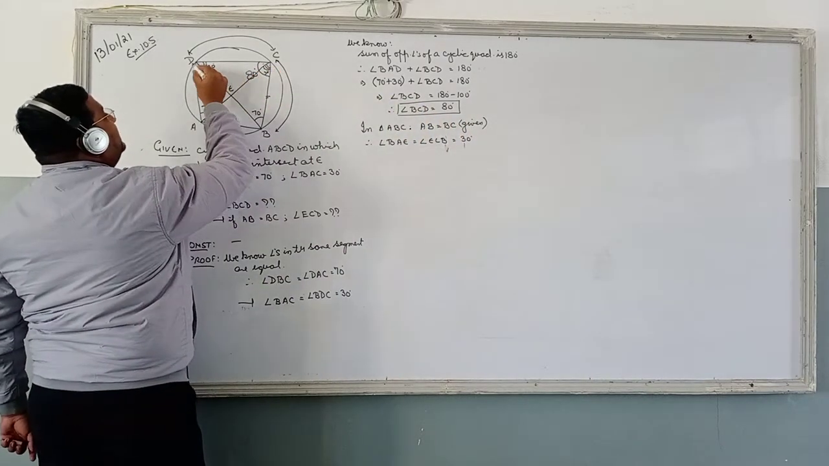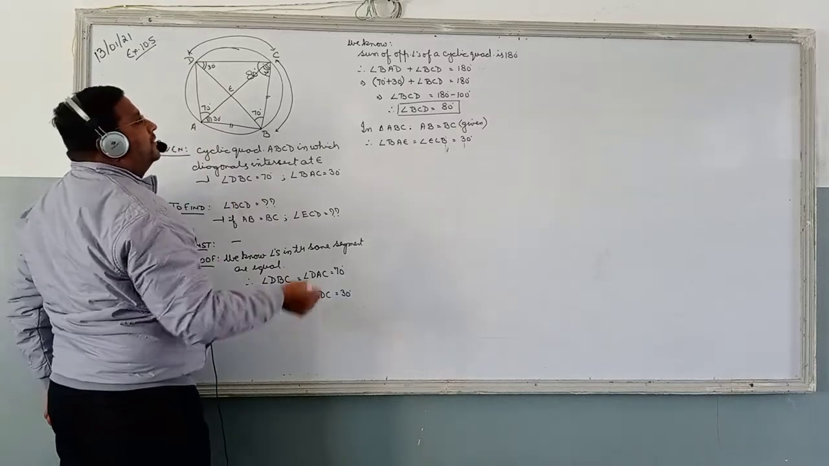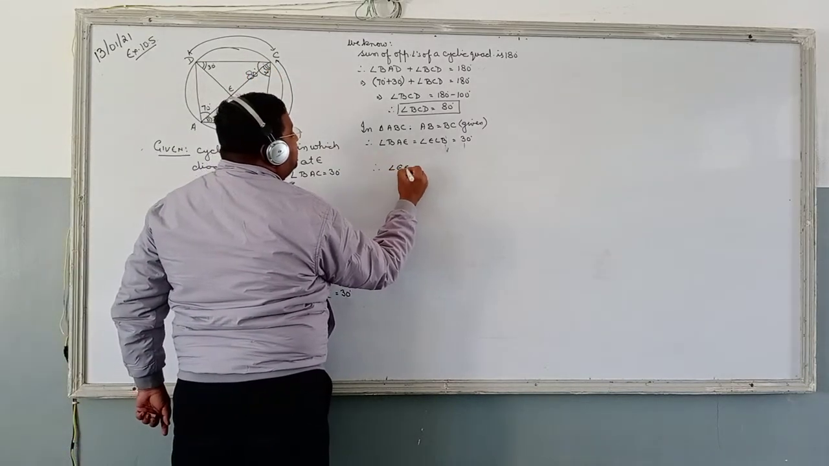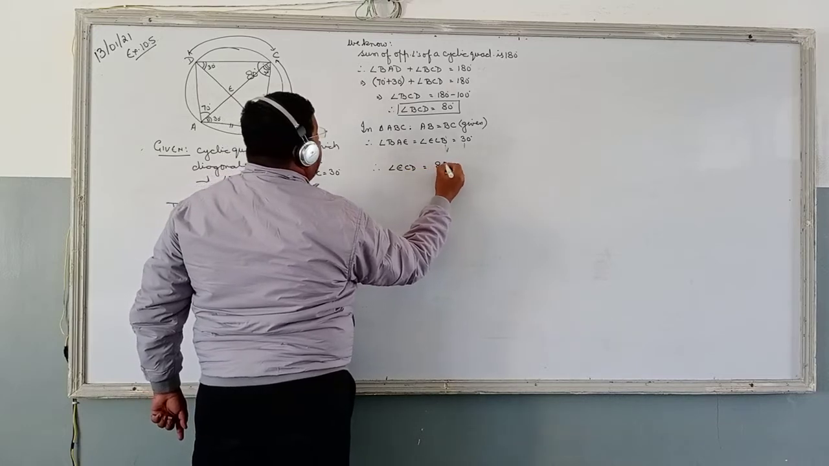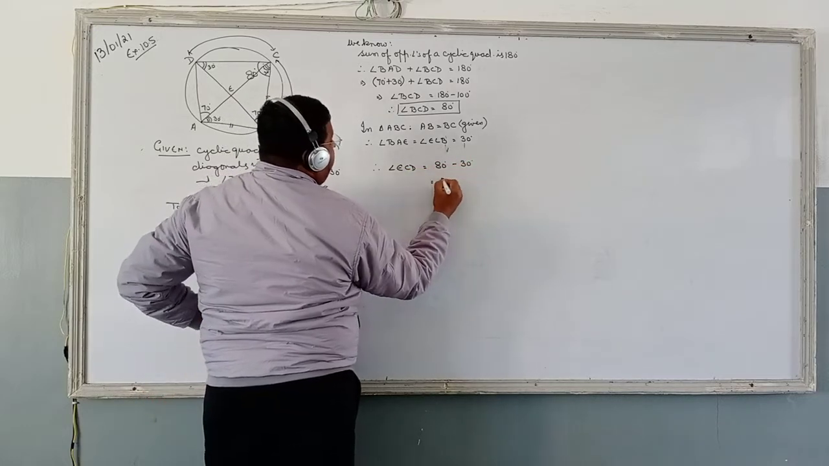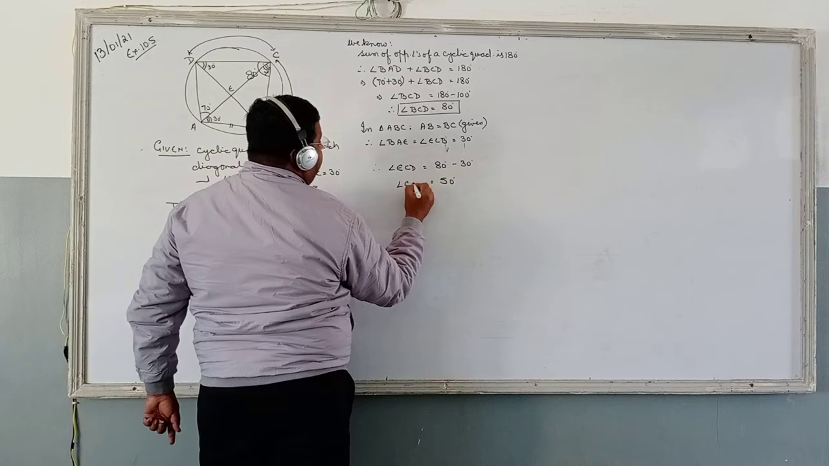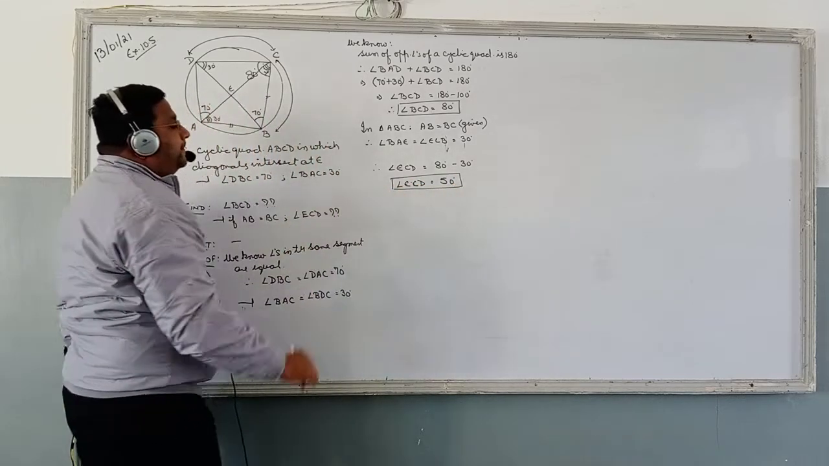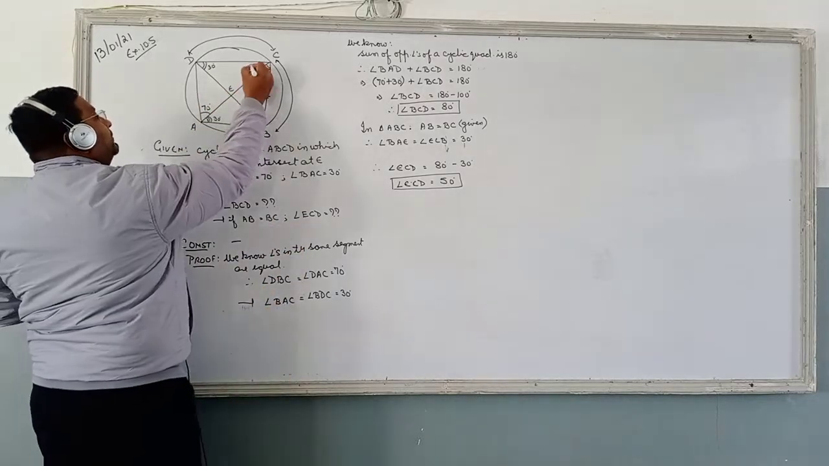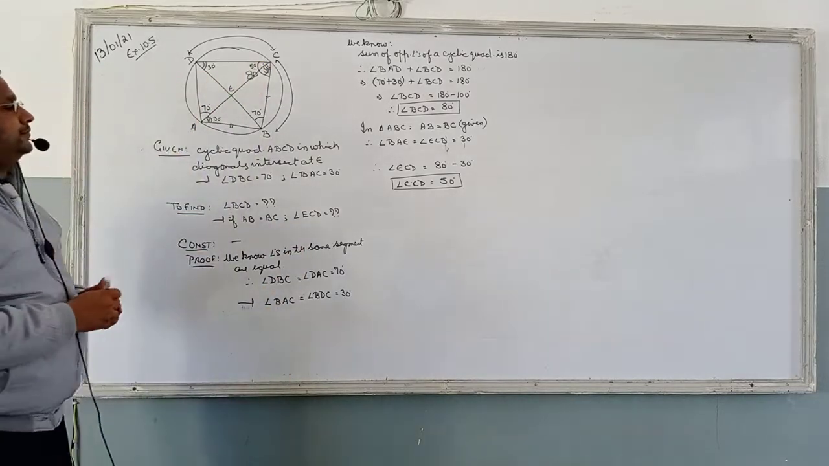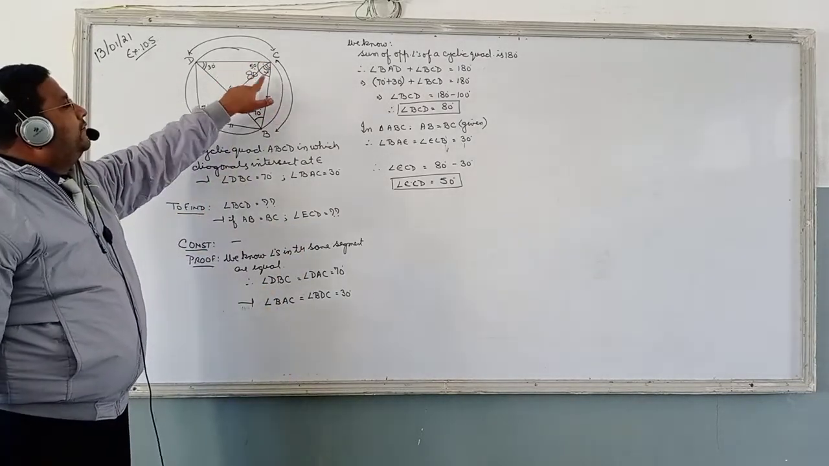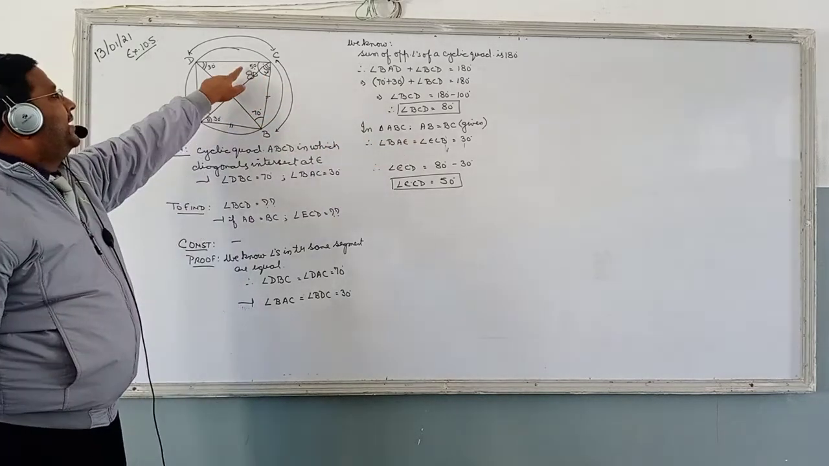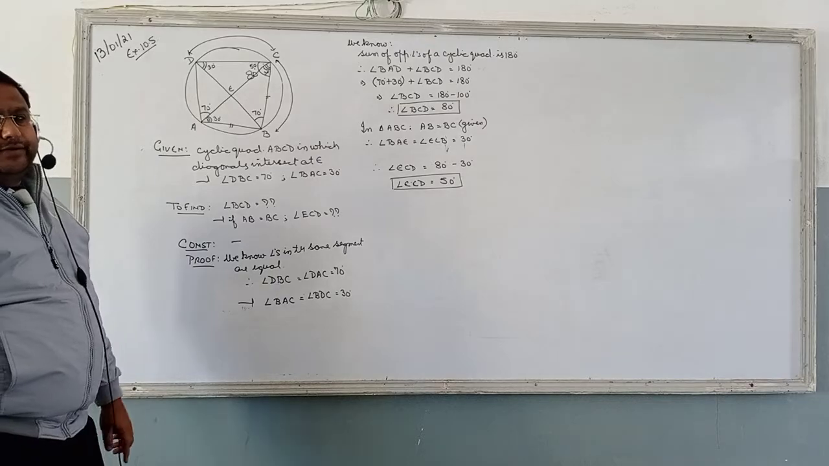So therefore ECD will be how much? From 80 we will subtract. So angle ECD is equal to 80 minus 30. 80 minus 30 is how much? That is 50. I hope it is clear. Because the complete angle was 80, from 80 this angle of 30 is subtracted, so the remaining angle portion is left. Clear?